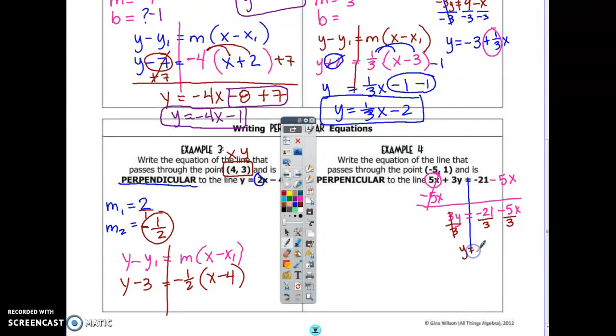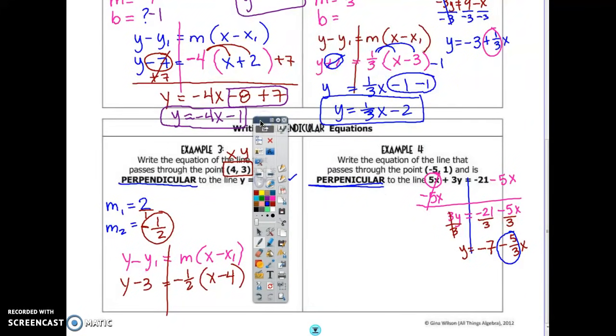So that's y equals, what's -21 divided by 3? We got to get our positives and our negatives in line. -21 divided by 3? -7. And what's -5 divided by 3? Over 3. -5 over 3x. Okay? So which one of those two is the slope? Which one's the slope for that line? -5 over 3. Do I want it to be the same slope? No, I want it to be perpendicular, right?